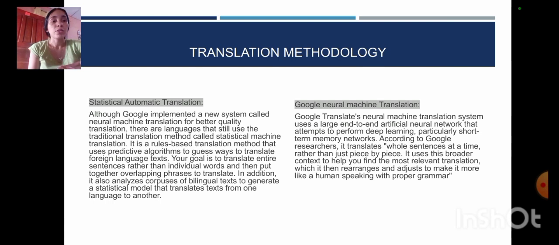The Google Translate Neural Machine Translation system uses a large end-to-end artificial neural network that attempts to perform deep learning, particularly long short-term memory networks. According to Google research, it translates whole sentences at a time rather than just piece by piece. It uses a broader context to help find the most relevant translation, which it then rearranges and adjusts to make it more like a human speaking with proper grammar.